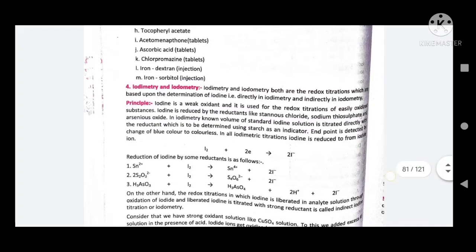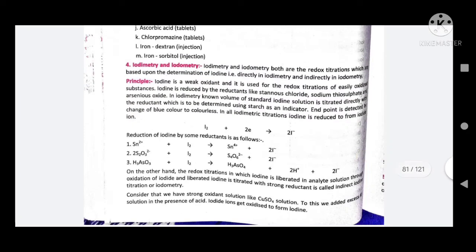See here, iodine is a weak oxidant and it is used for the redox titration of easily oxidized substances. Basically, it is the weak oxidant, and we use it in redox titration. Iodine is reduced by reductants like stannous chloride, sodium thiosulfate, arsenious oxide. These all are the reductants we use in front of this iodine to determine that iodine.